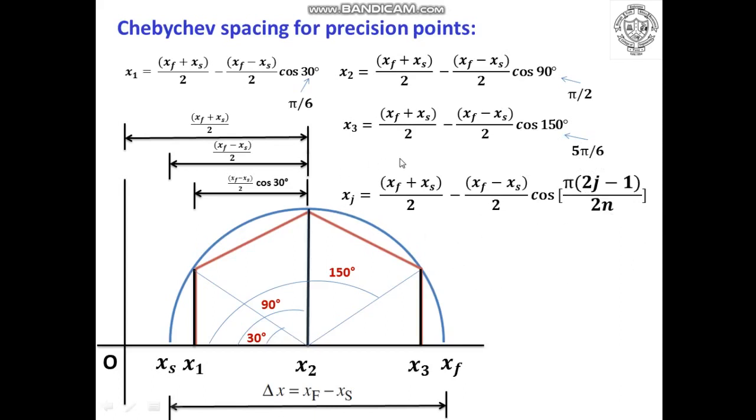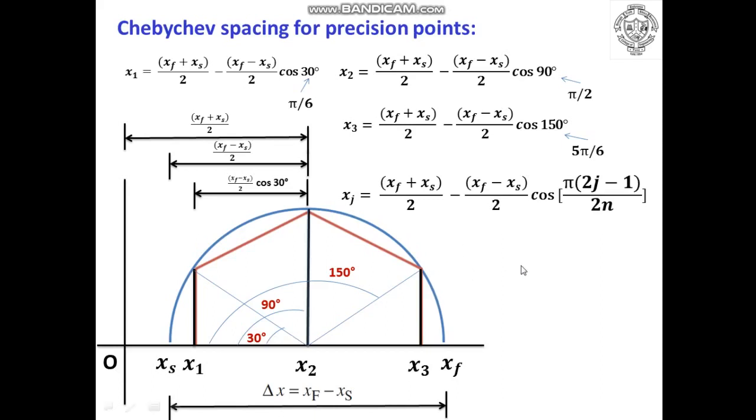So this particular formula is considered to be the generalized formula to calculate the value of particular precision points, depending on how many precision points you have selected. So please try to remember this particular formula. Now we have derived this. If you remember, this particular formula was written in the previous slide, which we have now derived using this graphical approach.